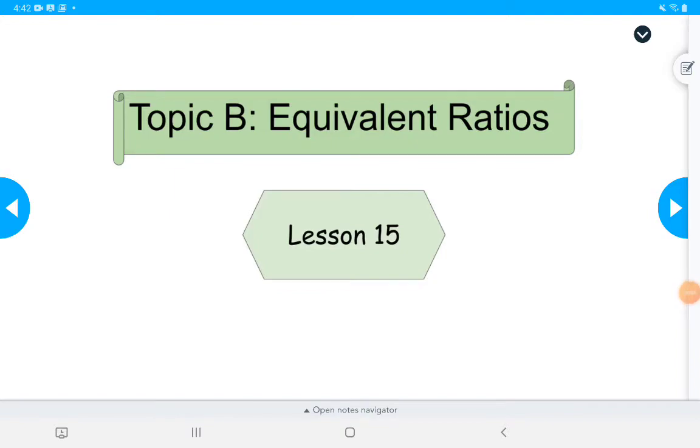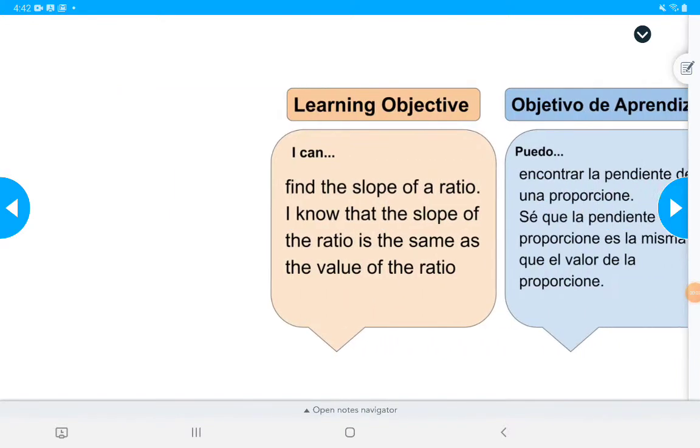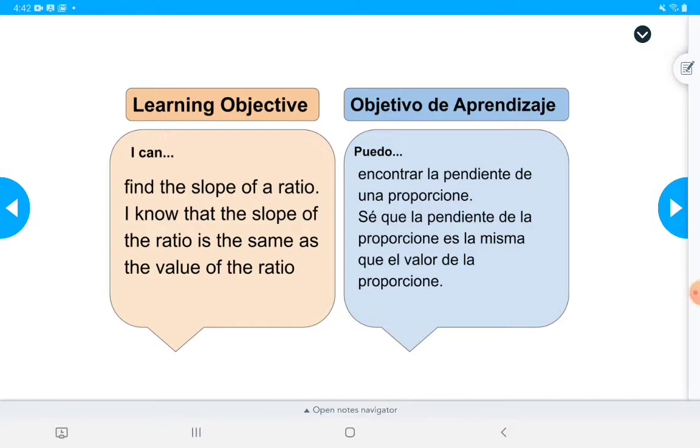Okay, so today's lesson is topic B, lesson 15. Our learning objective for today is I can find the slope of a ratio. I know that the slope of the ratio is the same as the value of the ratio. So this is going to be multiple parts to get there, but hang in here.